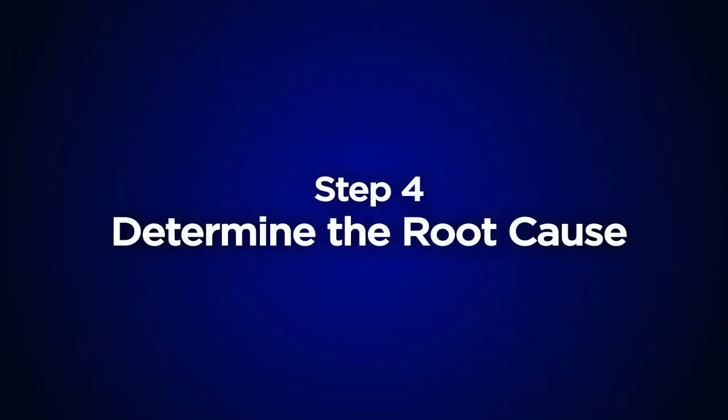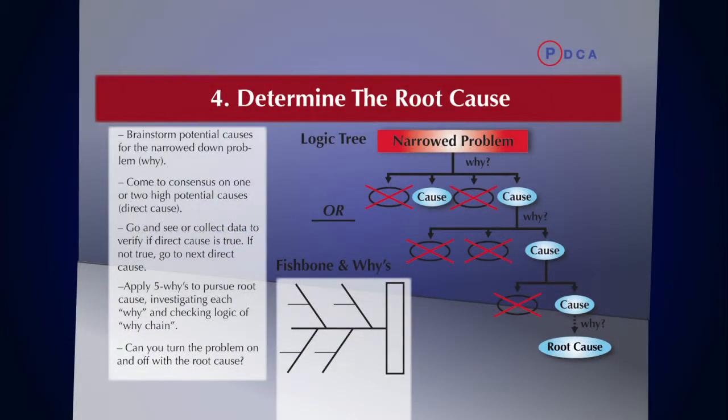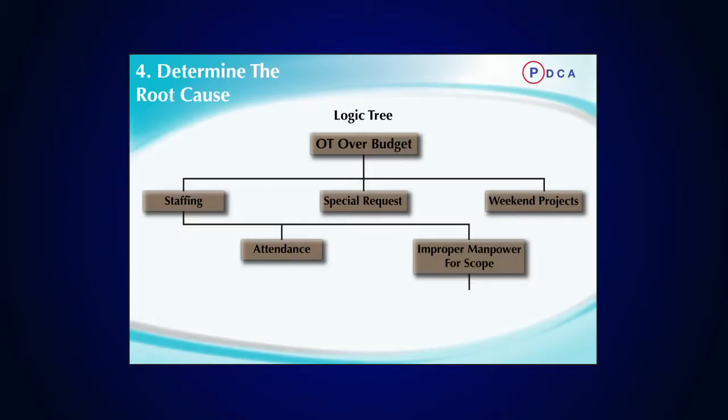Step 4 is critical to the A3 problem-solving process. By now, you should have a good grasp of the problem, a narrowed focus, and a specific target set. You should now ask why to further analyze the problem until we determine the root cause. Several different methods can be used: logic tree, fishbone, and 5 why. For our problem, we use a logic tree to break down the problem at hand.